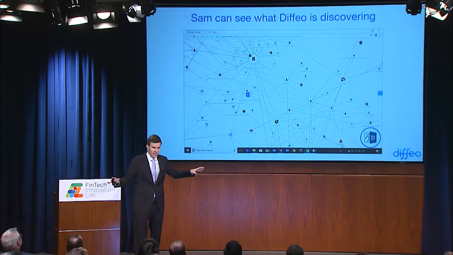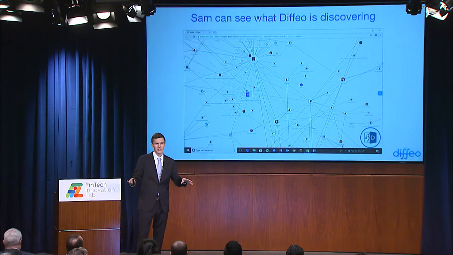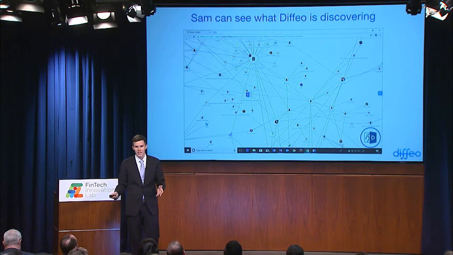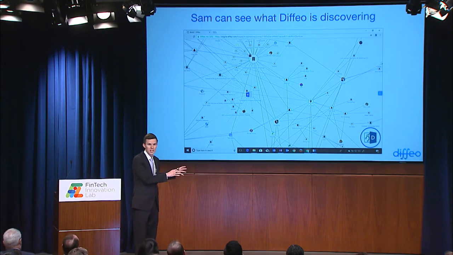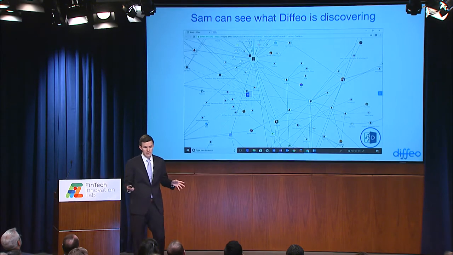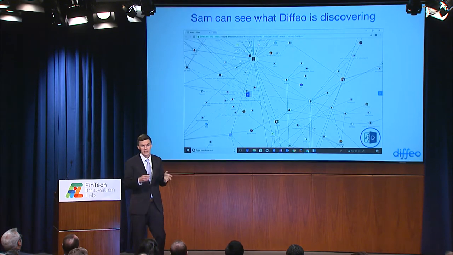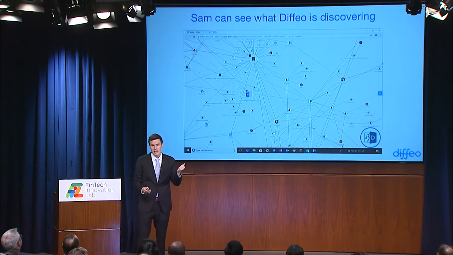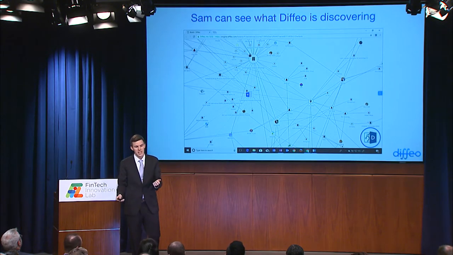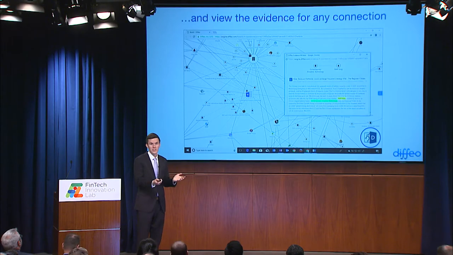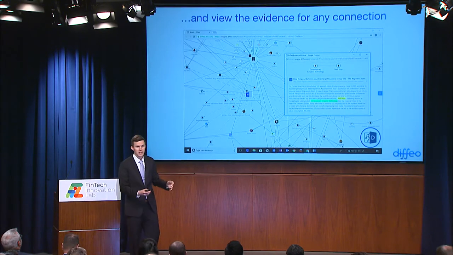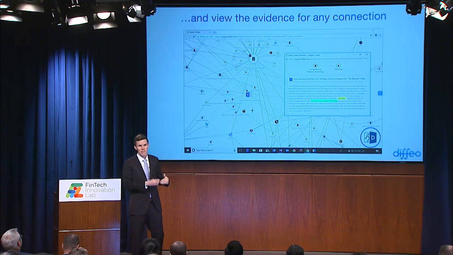In the background, Diffeo is tracking all of the connections that it's discovering on Sam's behalf and keeping track of them in a personalized knowledge graph that it's creating for Sam. All of these solid edges are discoveries that Diffeo has made between two connections, and Sam can double-click on any of those edges to see a reading list of all the information that substantiates that connection, all the evidence.